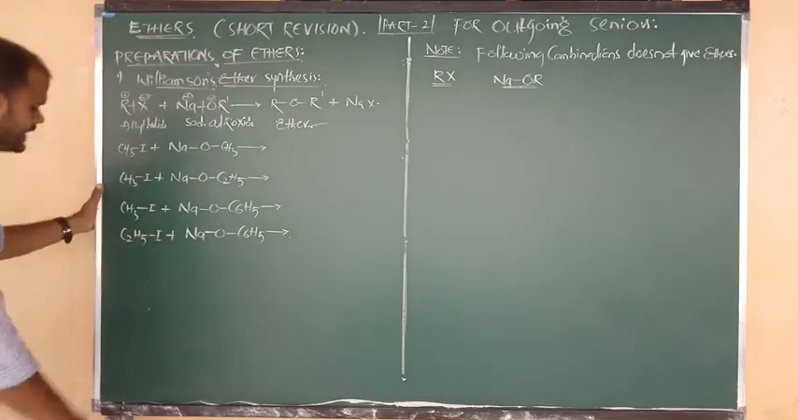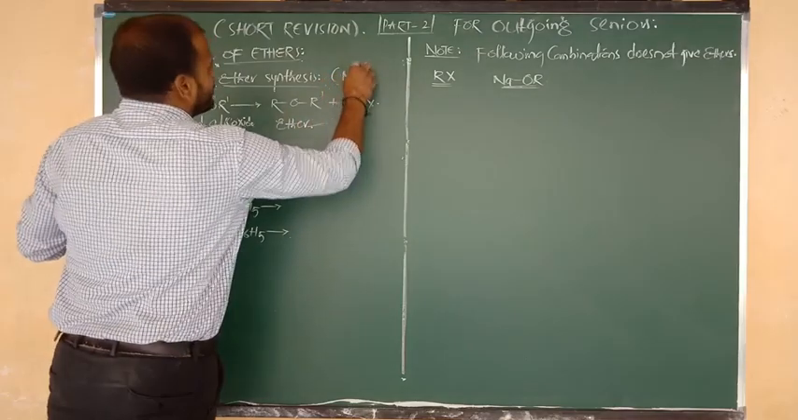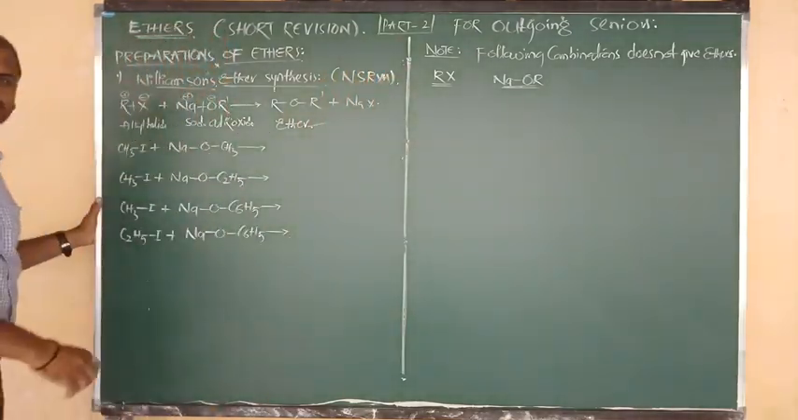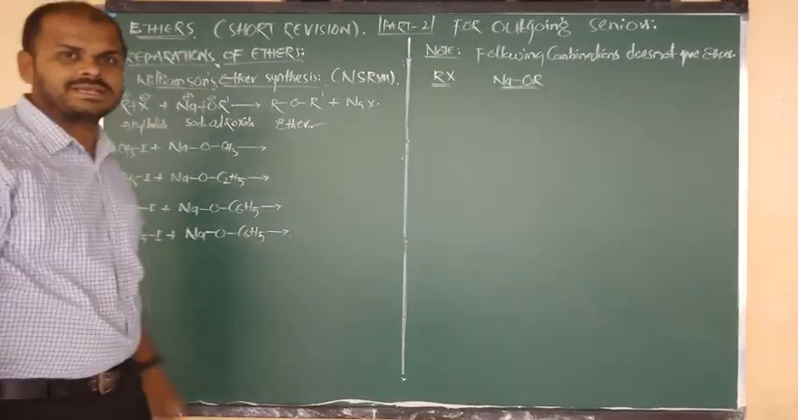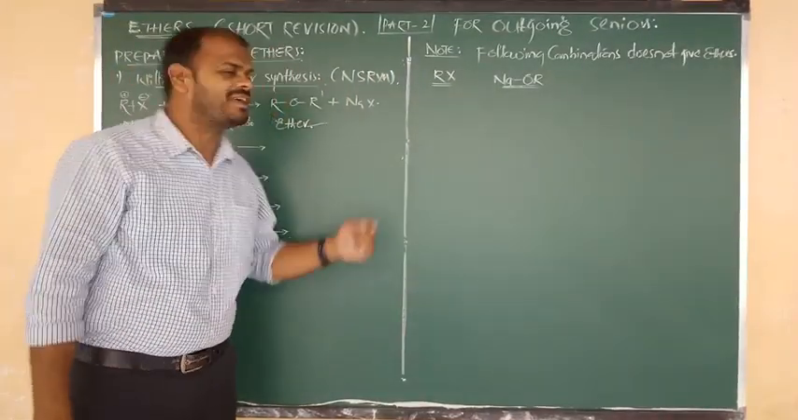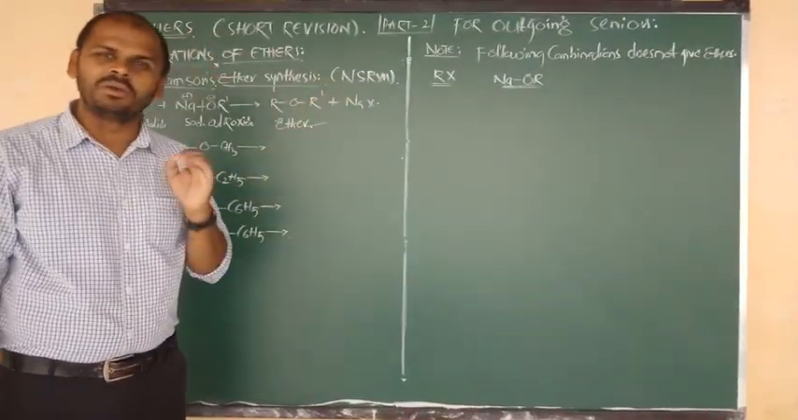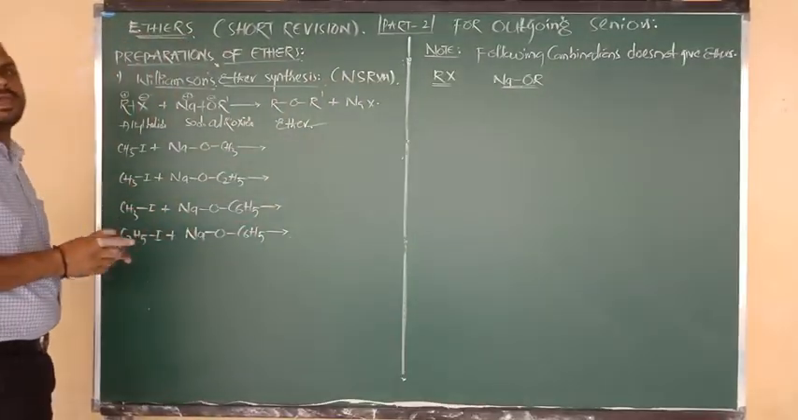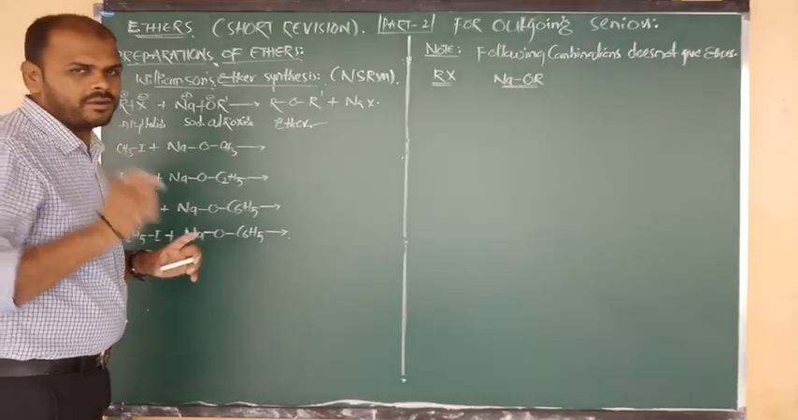Williamson's ether synthesis is an example of nucleophilic substitution reaction. It is a repeated question. Williamson's ether synthesis follows which mechanism? The mechanism is nucleophilic substitution reaction, meaning one nucleophile is replaced by another nucleophile.